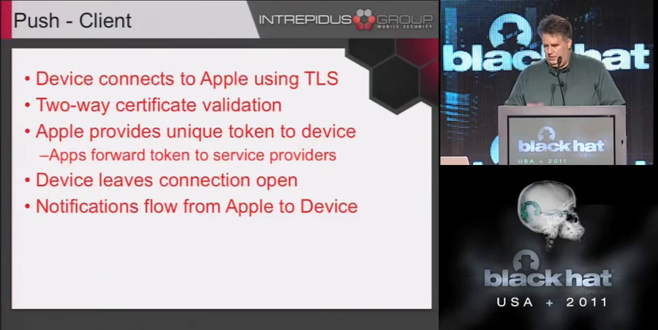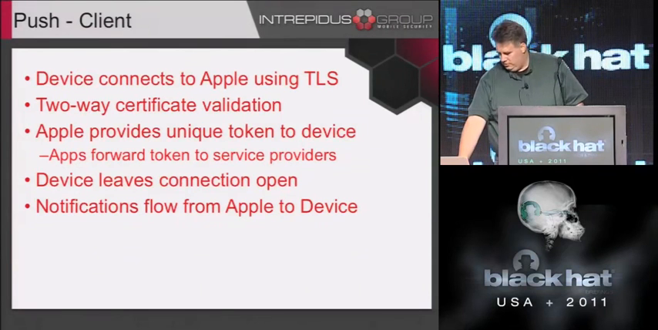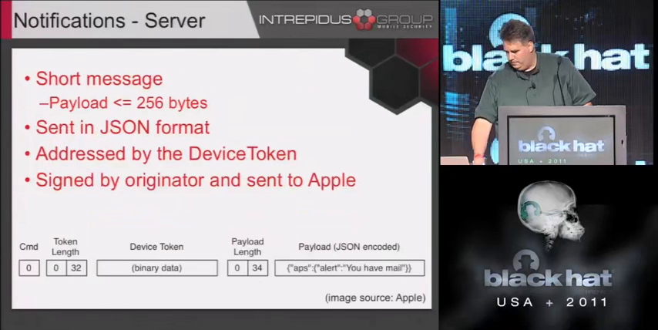Once it's all connected, any application that wants to communicate or receive notifications through the push service will connect to the push service and say, hey, I want to use the service, and it'll give a unique token. That app will then give that token back to its service provider, like Twitter or an MDM server or whatever. And then again, that connection just stays open long-term, and notifications flow down from Apple.